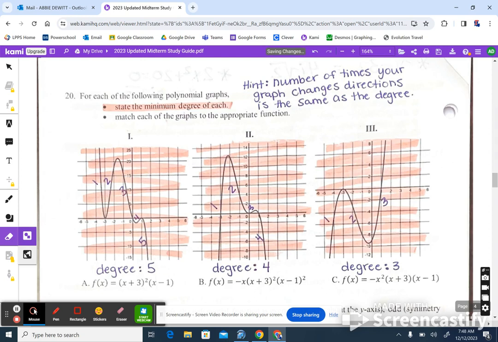Change directions 5 times. So if you look at the graph in the middle, graph 2, up 1, down 2, up 3, down 4. So the degree is 4. The third graph, up 1, down 2, up 3. So the degree is 3. Everybody should get this correct. That is not difficult. Okay, so you're going to be given a graph and you're going to be asked, what is the degree? So identify how many times you are going up and down and changing directions. That is the degree.